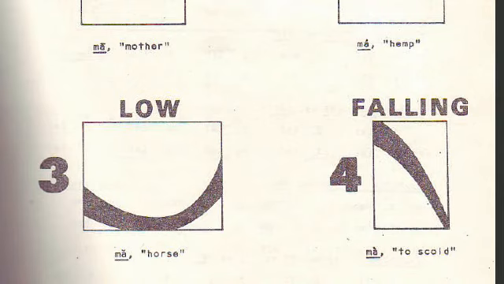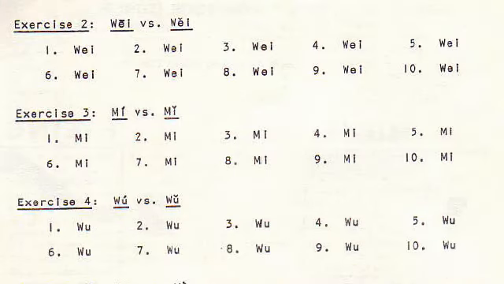Exercise 2 involves distinguishing the high tone surname Wei from the low tone surname Wei. You'll see them correctly romanized above the exercise with the tone marks over the vowel E. Fill in the appropriate tone marks and repeat as you do so.